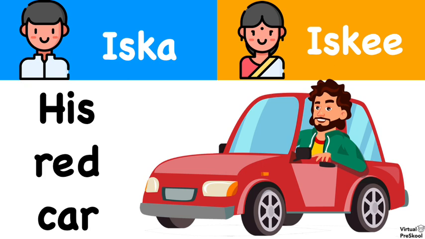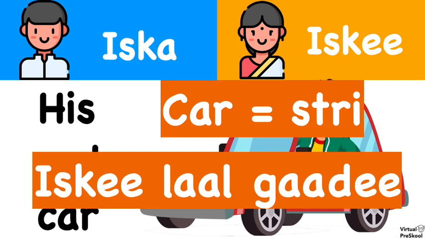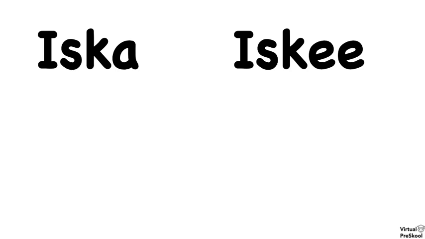What about this one? His red car. Would it be iska or iski? Iski, because again, gadi is a stri word. So what's the sentence? How do we say his red car in Hindi? Car is stri, iski lal gadi. And remember, lal, red, does not inflect. So it's iski lal gadi.